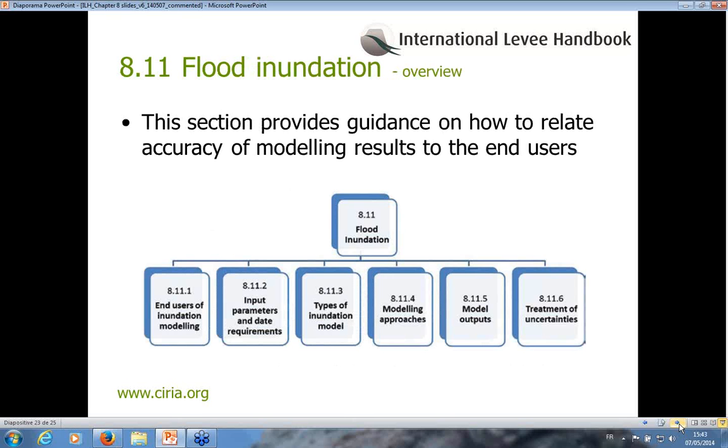The flood inundation section provides guidance on how to relate accuracy of modeling results to the end users. It aims to clarify the limitations of existing methods and to explain under which circumstances these methods may be applicable. It focuses on input parameters and data requirements for representative modeling, and on the types of existing models. Do we prefer 2D or 3D models? Do models have to solve the shallow water equations, etc., etc.?